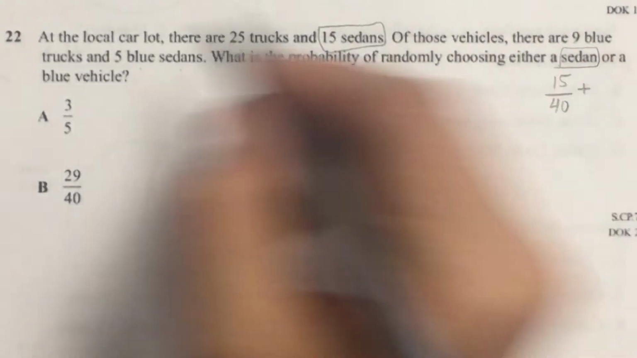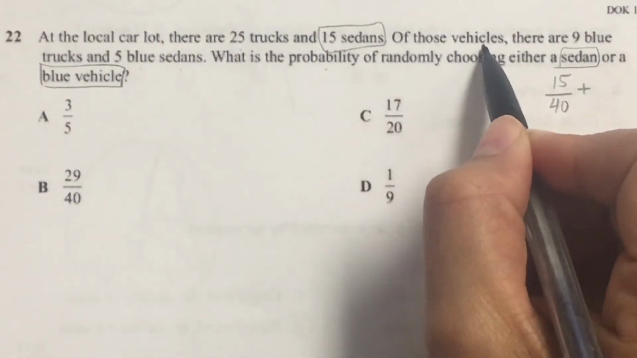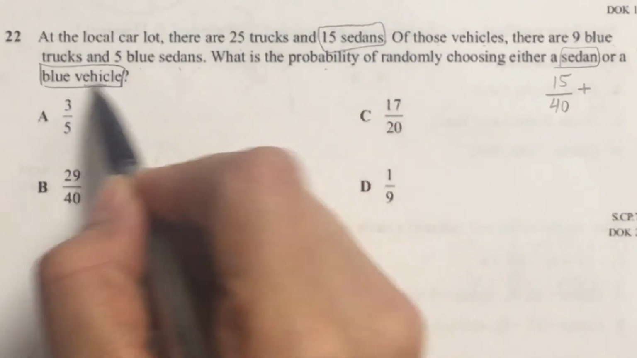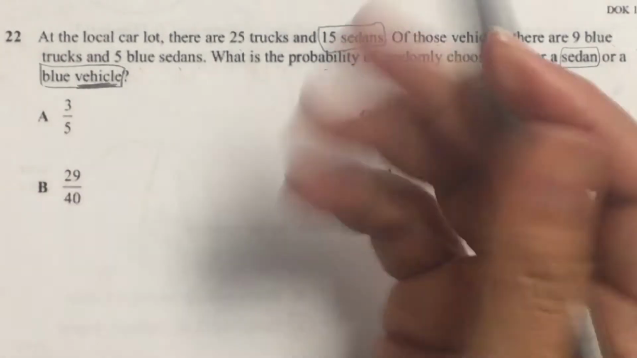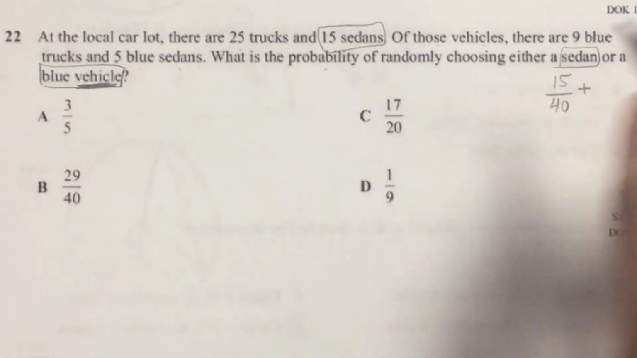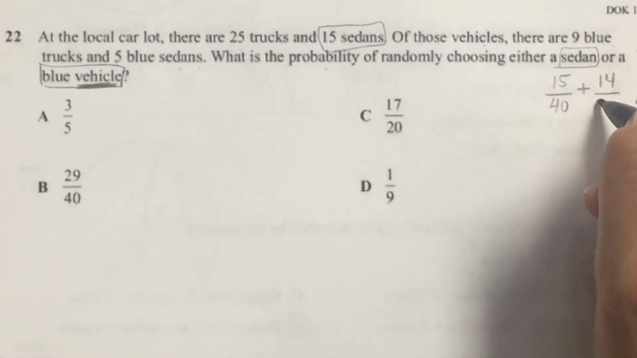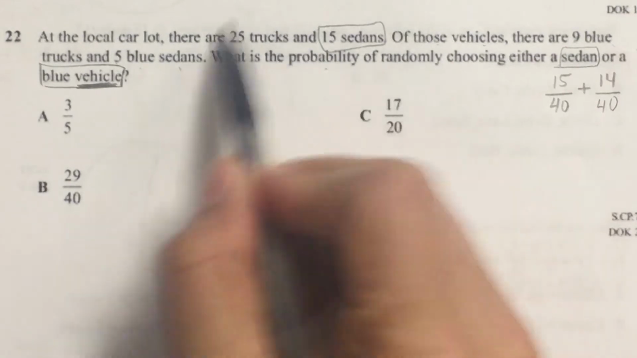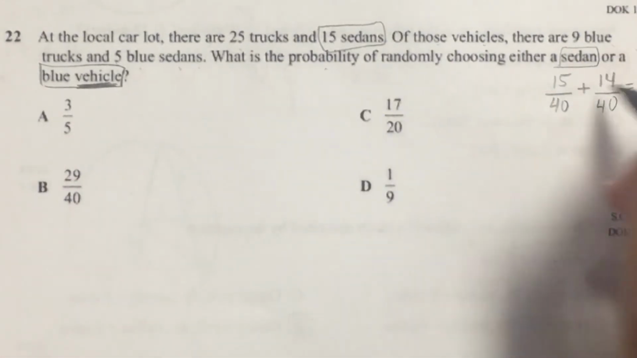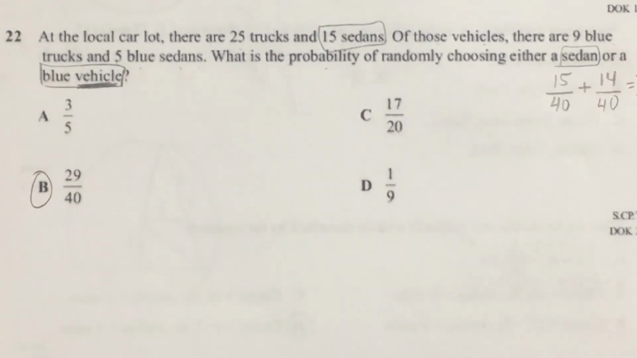Or means add a blue vehicle. Now, a blue vehicle, you see it says of those vehicles, there are 9 blue trucks and 5 blue sedans. So vehicle is neither one of those, right? It's like it's both. It's not being specific. So 9 plus 5 is 14. So there are 14 total blue vehicles. How many total vehicles are there? There are still 40 vehicles. So out of these, there are 14 blues. So now you're just going to add that. So what's that? 29/40. Do they simplify? No. So it's right there.